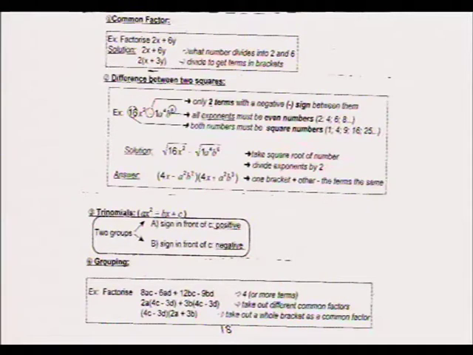How we find that? The difference between 2 squares. Trinomials. For example, ax squared plus bx plus c. And grouping, factorize. There you see 4 terms. You can factorize, you can take out the common factor out of the first part and then out of the second part.